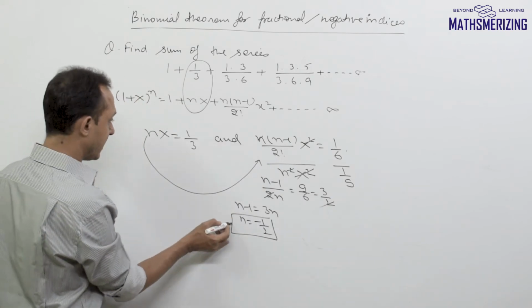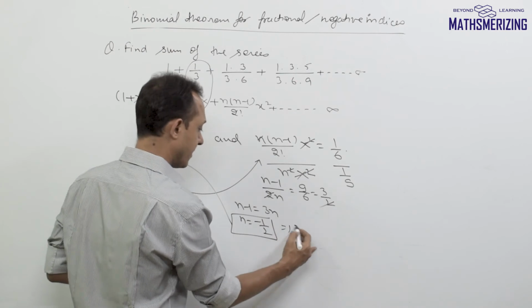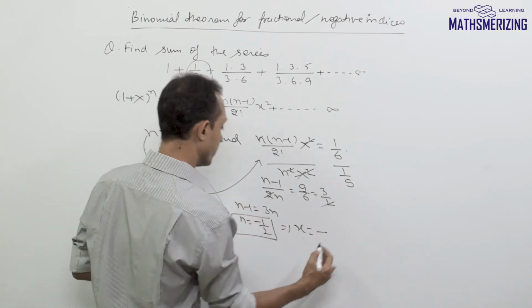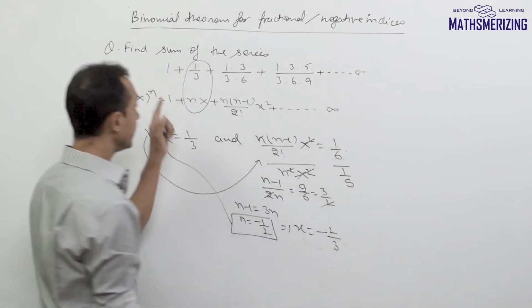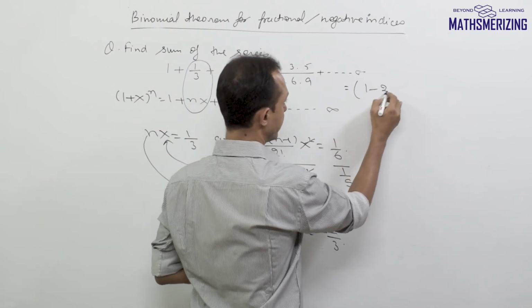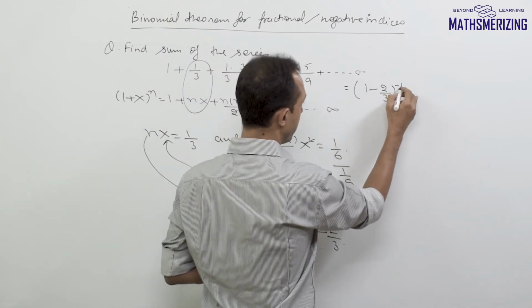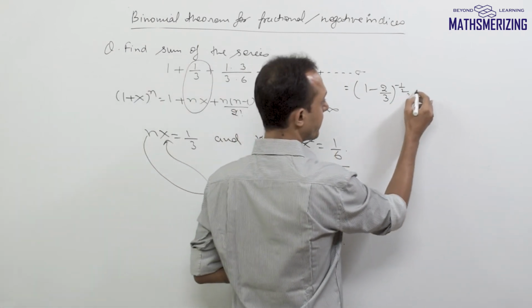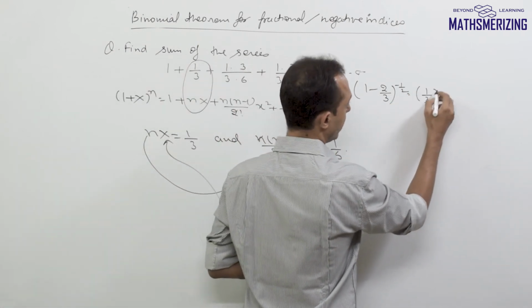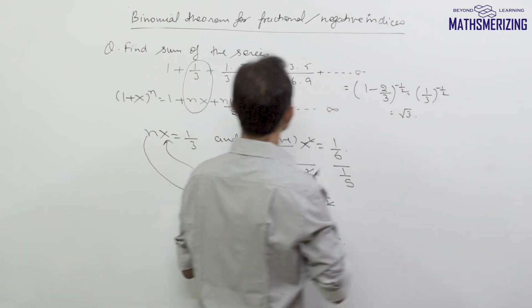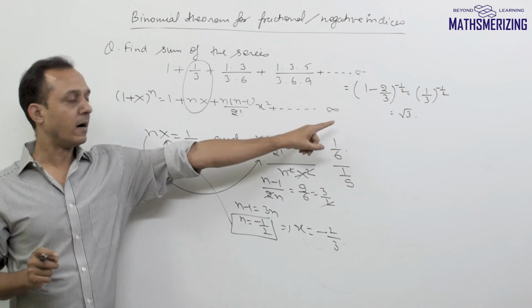And if I put the value of n here, I'll get the value of x as minus 2 by 3. So this series is a series expansion of (1 minus 2 by 3) to the power minus 1 by 2, which in this case is 1 upon 3 to the power minus 1 by 2. So that will be simply under root of 3. So the sum of the series is simply under root 3.